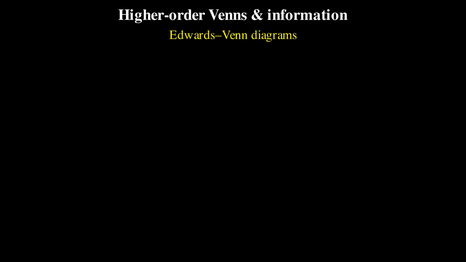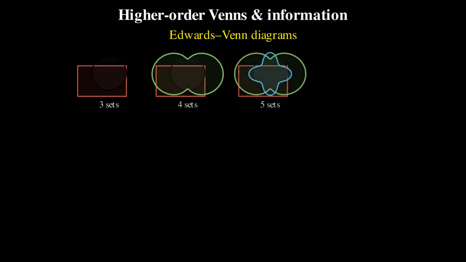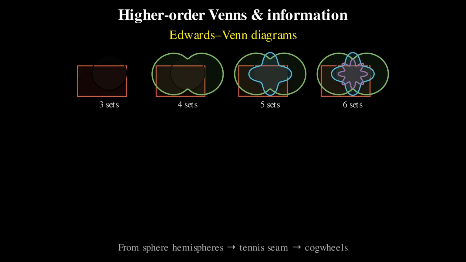Edwards' Venn diagrams come from slicing a sphere. 3 sets are like 3 hemispheres. The 4th follows a tennis ball seam. Higher sets become cogwheels with more teeth. Watch the build: 3 sets, then the green seam for 4, a 4-tooth cog for 5, and an 8-tooth cog for 6.